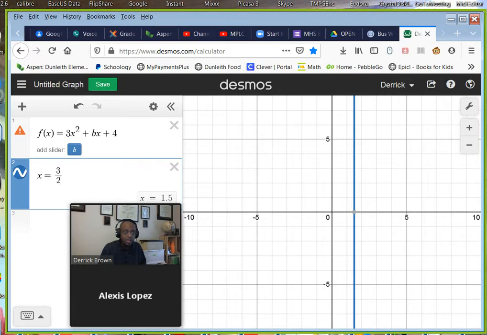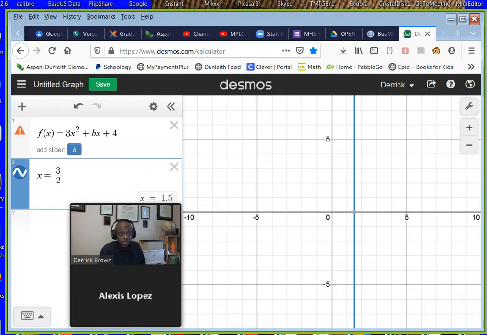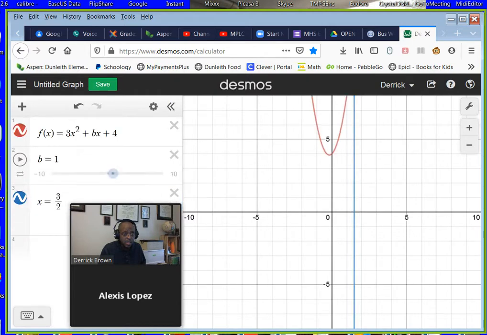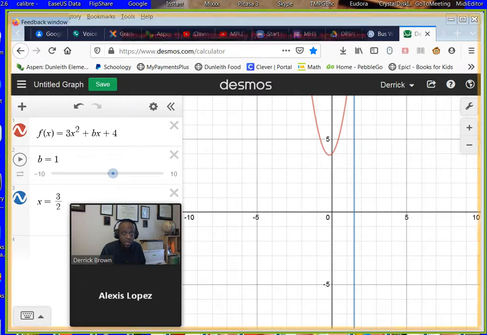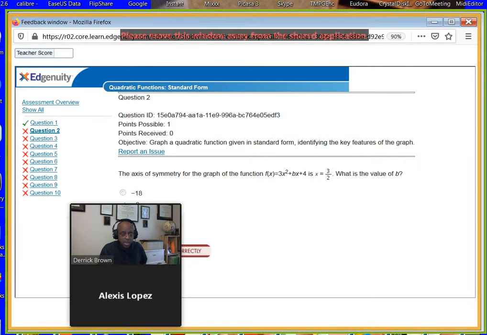Now let's go back to this first function I showed you here. I typed in 3x squared plus bx plus 4. It hasn't drawn a graph for me yet because I need to tell it what b is. So what I'm hoping is I can click this button, and I can play around now with what b is. Now, let me put the question back up again so we can remind ourselves of what we're trying to do.